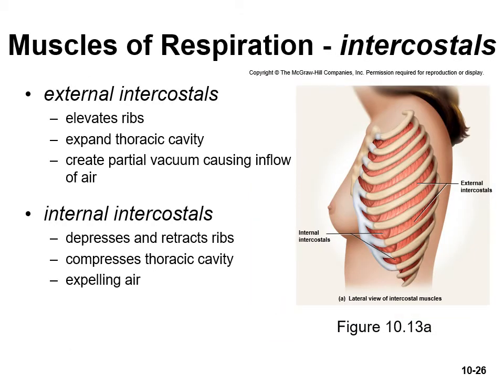External intercostals are found just deep to the ribs, but are the most superficial of the respiration muscles. They elevate the ribs and expand the thoracic cavity, so this also aids in inspiration. Internal intercostals, which are found deep to the external intercostals, depress and bring the rib cage back in, which compresses the thoracic cavity and causes the expelling of air. So here you can see the external intercostals, and then the internal ones lie deep to the external ones.